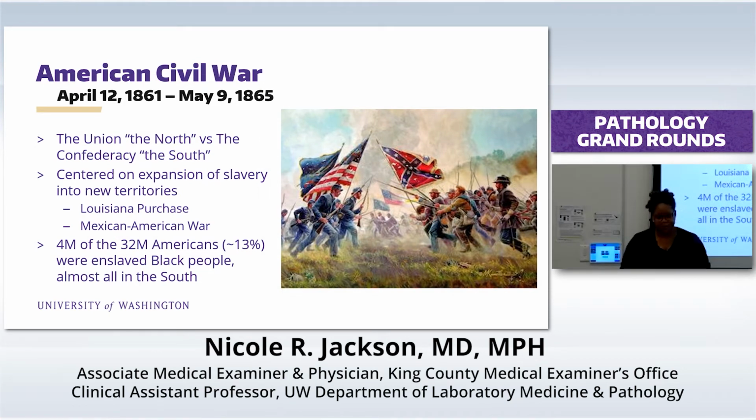It was the North versus the South, or the Union versus the Confederacy. And it really centered not only on the issue of slavery, but what the Southern states, the Confederacy, were pushing. They wanted expansion into all the territory that was newly acquired, both in the Louisiana Purchase and through the Mexican-American War, which essentially was most of the land west of the Mississippi River, which is a huge part of our current day continental US. At the time, there were about 32 million Americans. Of those, 13% or 4 million were Blacks, and almost all of those were enslaved Blacks living in the South. So highly concentrated in the South.